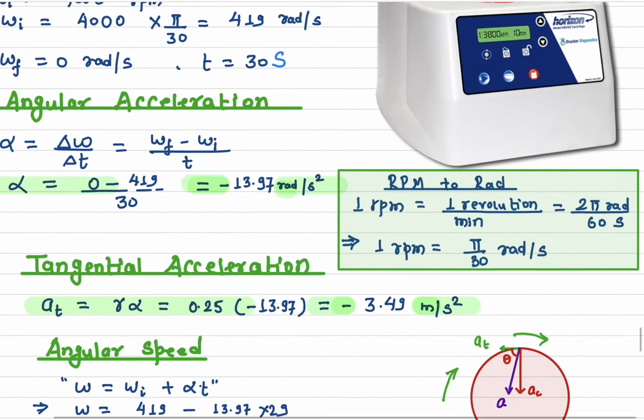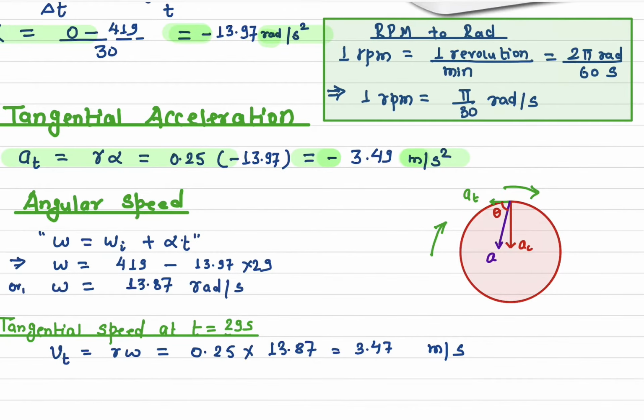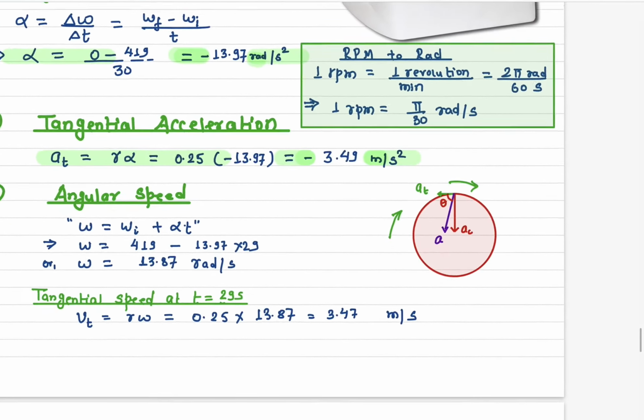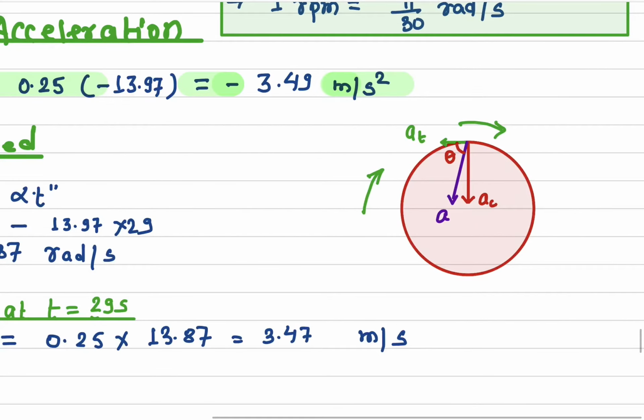Okay, so if you need to think about the differences between the tangential and angular acceleration, the tangential acceleration is always along the tangent, and the direction of the angular acceleration depends upon whether it is speeding up or slowing down.